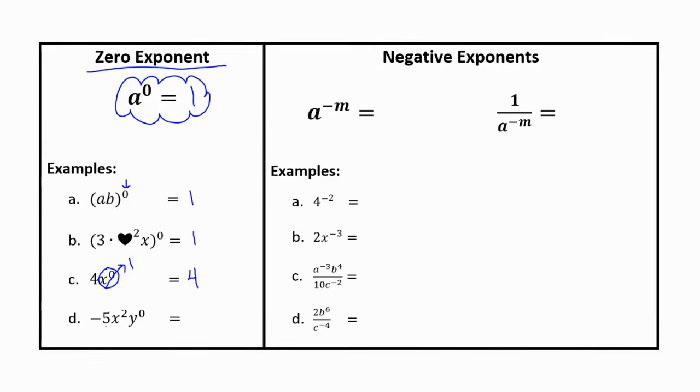And then lastly, let's look at D. I have a negative 5 times x to the 2nd power times y to the 0 power. Well, my y to the 0 power is a 1, and everything else remains the same, negative 5x squared. There you have it, 0 exponent property.